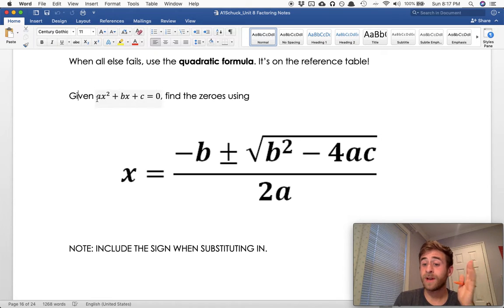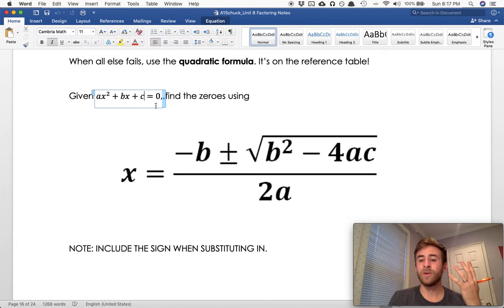So if you are given a function or an equation or an expression that you're asked to factor, unless there's some GCF to pull out of it, it's usually going to have an x squared term, an x term, and then a constant term. The a, b, and c are actual numbers. The a and the b are coefficients, and c is going to be a constant.